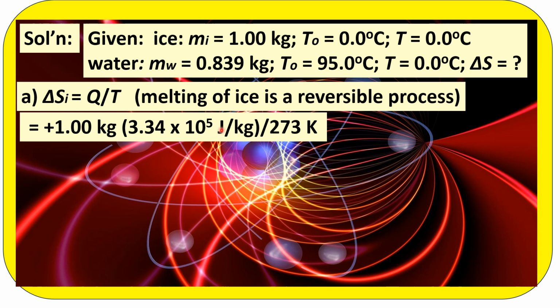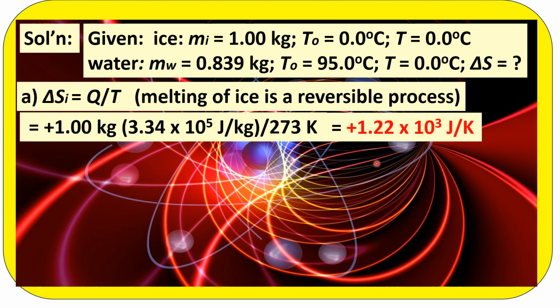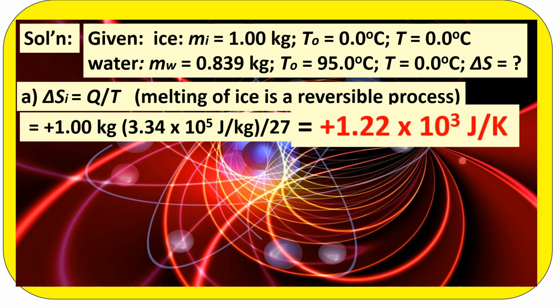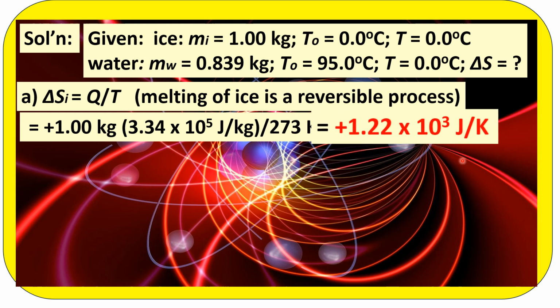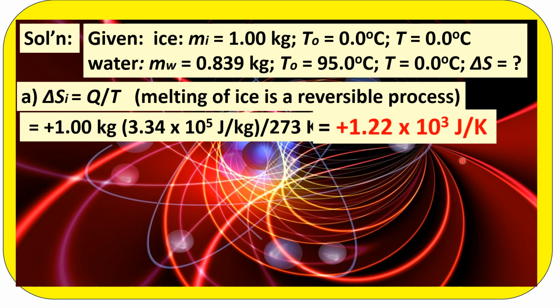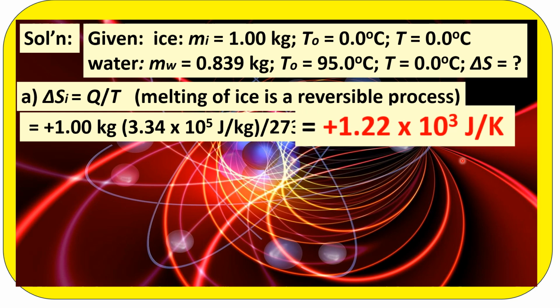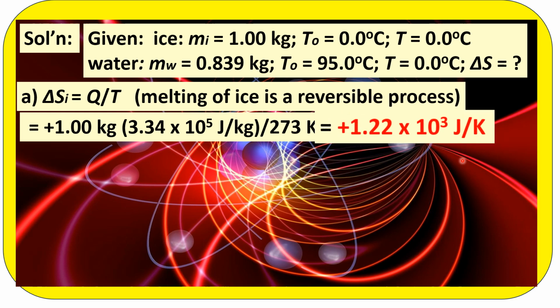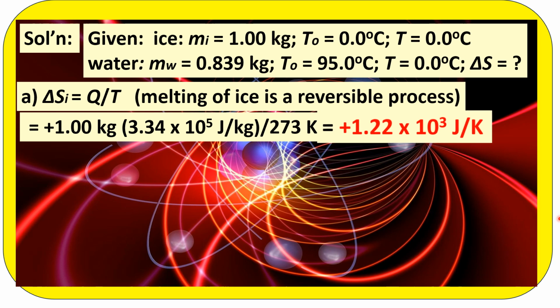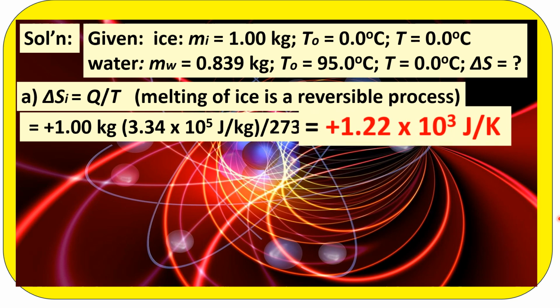All right? So doing our math, that delta S for ice is equal to positive 1.22 times 10 to the third power joules per Kelvin. It is positive, which means that there is an increase in the entropy of the ice while it is absorbing heat, with no change in temperature, but its entropy is increasing by as much as 1.22 times 10 to the third power joules per Kelvin.